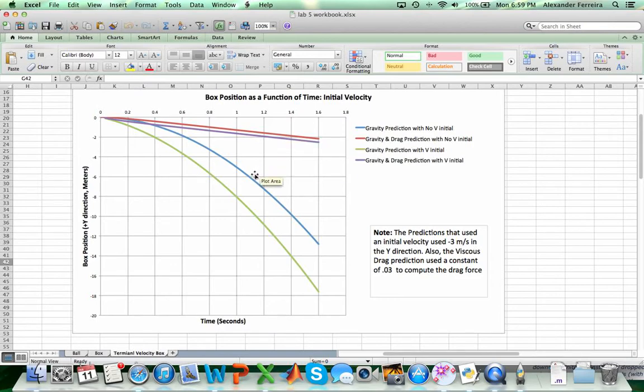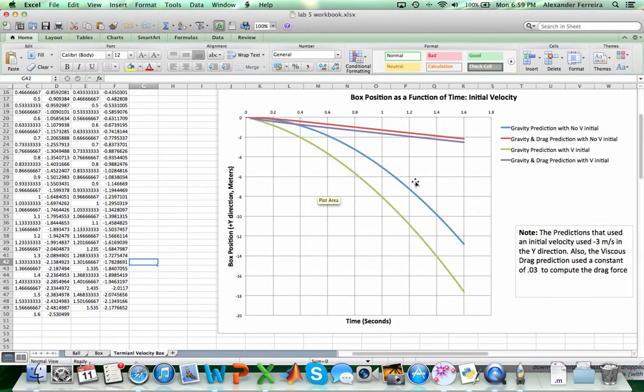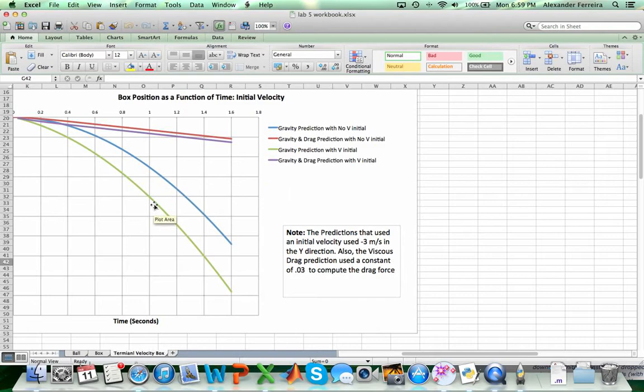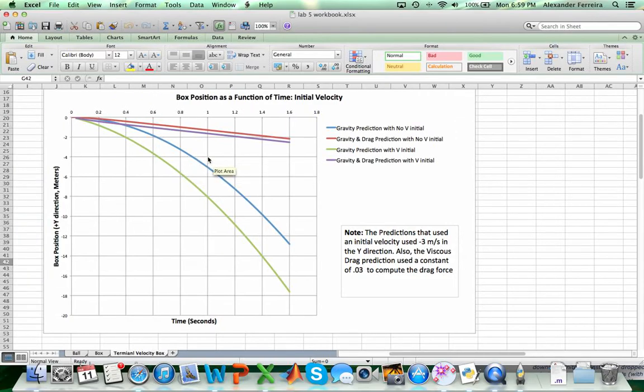However, these blue lines, the blue line and the green line, do not have a terminal velocity because they do not incorporate drag. This blue line has no initial velocity, while the green line does have initial velocity. Yet they don't incorporate that drag, so they both do not have a net force of zero, and they both are accelerating downwards. There's nothing to balance out that gravitational force, so therefore these do not have the possibilities for terminal velocity.